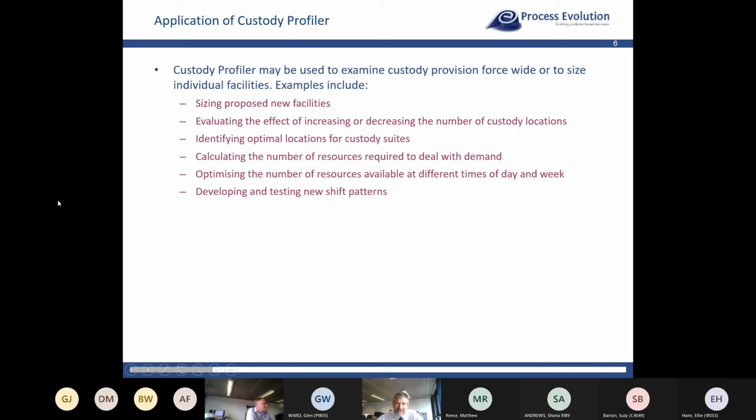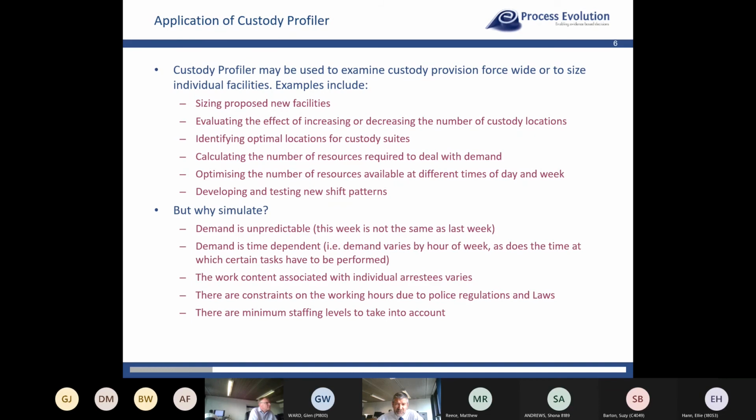So when we do the custody projects, we obviously look at the historical data. We build the model accordingly and get that to validate against historical data. The question is, why would you simulate? Well, yes, you could use Workload Profiler and only Workload Profiler. I'd say that's a good starting point. That would give you the right number of hours required in a year to deliver the service, but it wouldn't give you the right number of hours per hour of the week, because demand is obviously unpredictable.